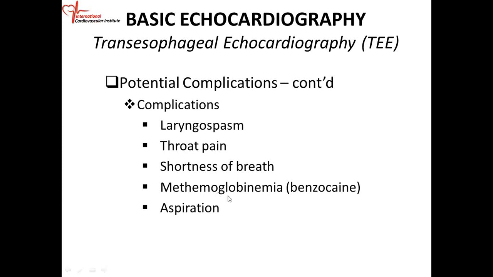Very important is methemoglobinemia. You need to pay special attention to this, because this is what they're going to put on the exam. Okay. The patient can develop methemoglobinemia. And remember, we use a spray to numb the back of the throat. We talked about cetacaine spray, hurricane spray, benzocaine. If you use benzocaine, the patient can develop what we call methemoglobinemia. And I'll explain that a little bit more to you. They can also aspirate. So let's talk a little bit about methemoglobinemia.